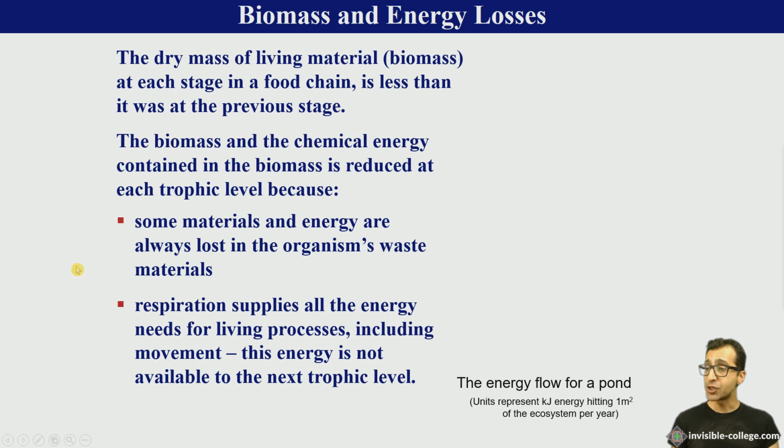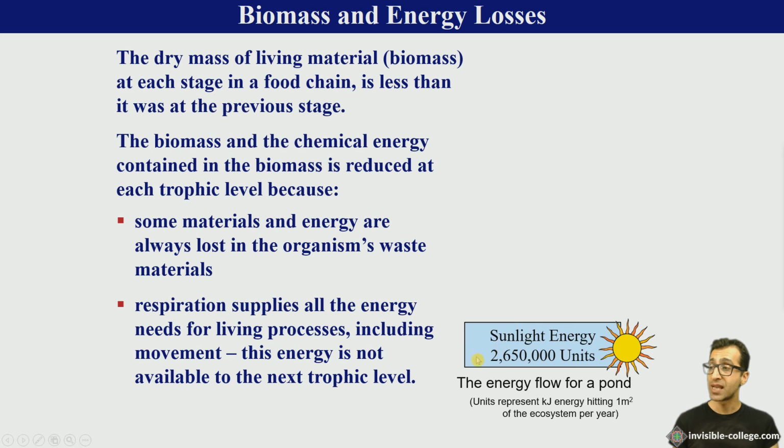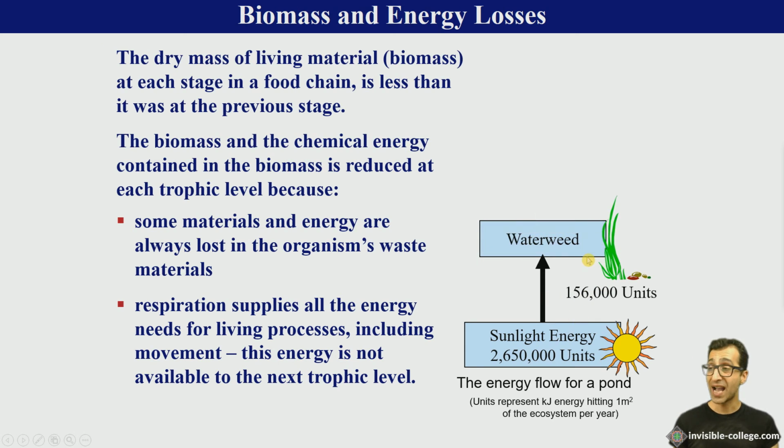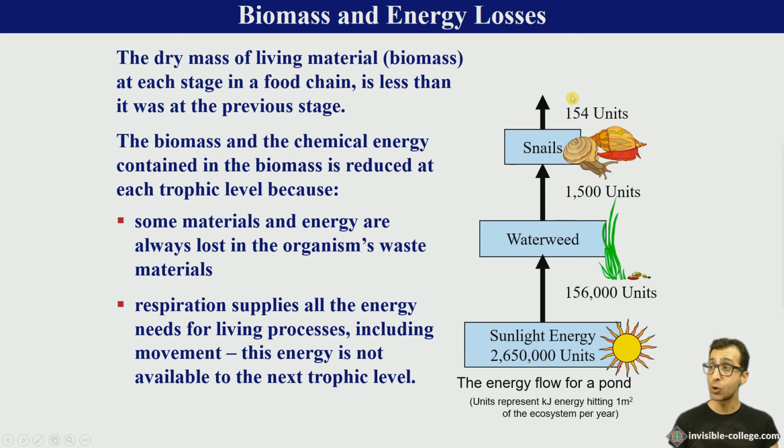So, if we're looking at the energy flow for a pond, in this diagram, the units represent kilojoules hitting 1 meter squared of the ecosystem per year. The sunlight energy is 2.65 million units per meter squared of the ecosystem. Now, 156,000 units of that are actually intercepted and used by the waterweed. Of that, only 1,500 units of energy are then passed on to the primary consumers, the snails. Of that, only 154 units are passed from the snails to the fish, and so we see here that there is a drastic decrease of available energy passed on to the next trophic level at each trophic level.